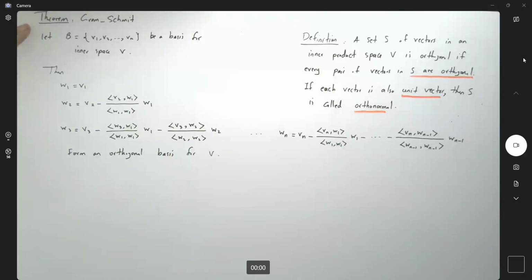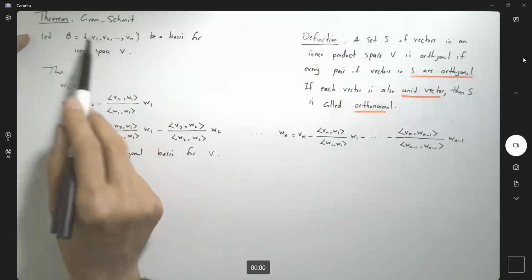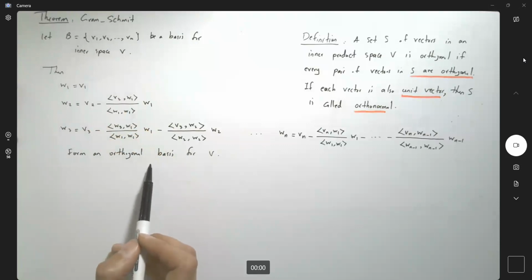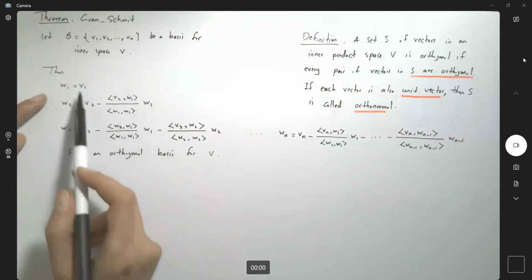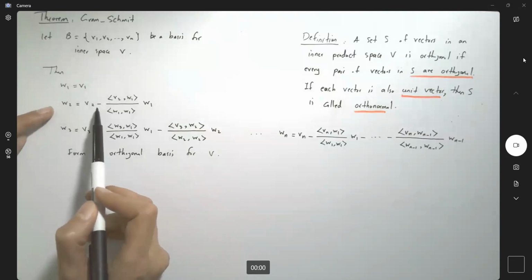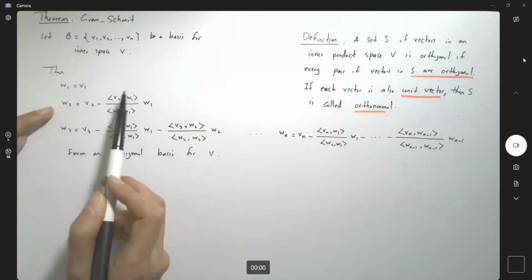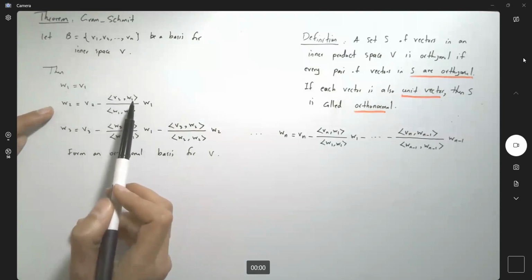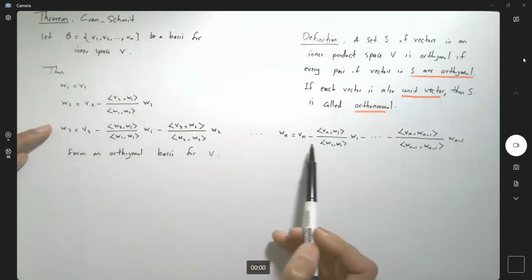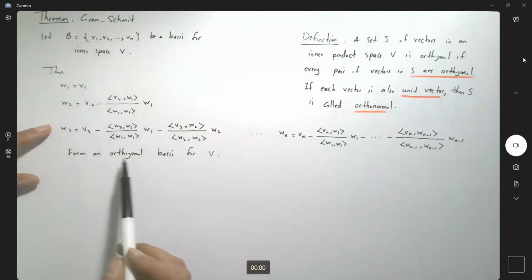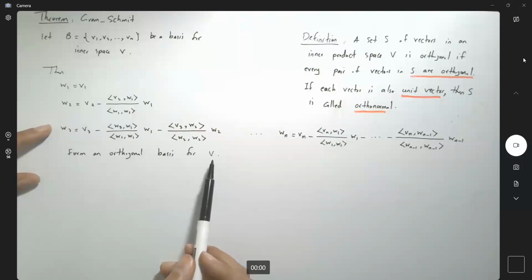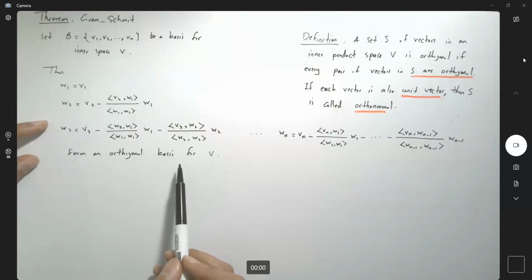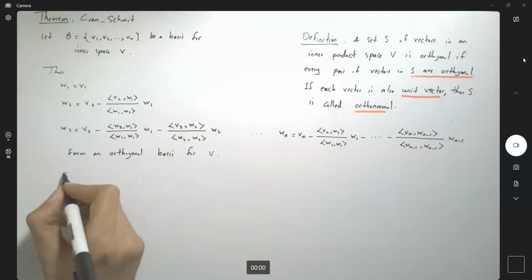Schmidt theorem. This says that if you have a bunch of vectors in inner product space V, then you can basically form an orthogonal basis for V by completing the process. W1 is V1, W2 is V2 minus the orthogonal projection of V2 onto W1, and then you continue this process. So you're basically creating an orthogonal basis for V. And if you divide by the norm, you can make them unit vectors as well. Let's go over one example together.